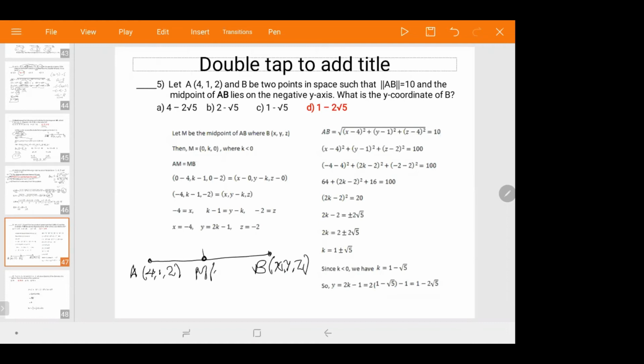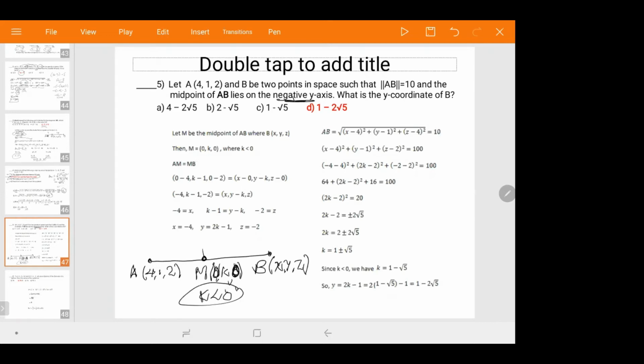So its x component and its z component must be what? 0. The x component and the z component of the midpoint are 0. Let its y coordinate be k. So M is of the form (0, k, 0). Since the midpoint lies on the negative y-axis, k must be a number that is less than 0.